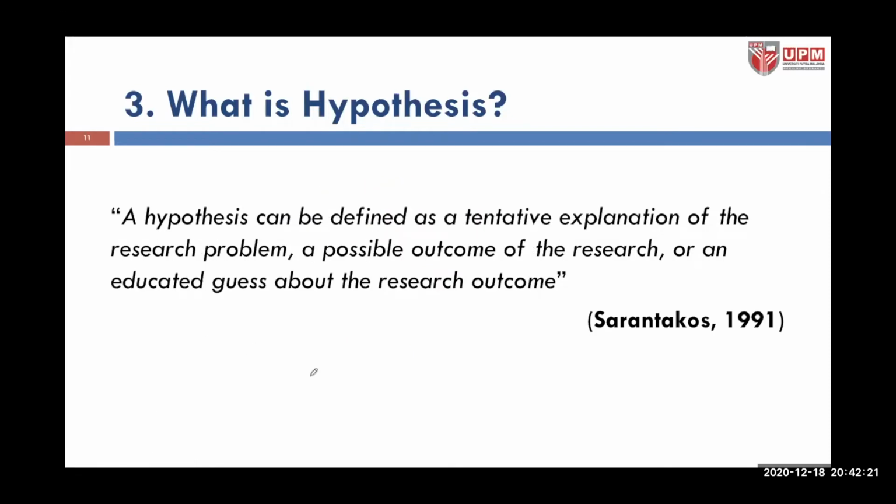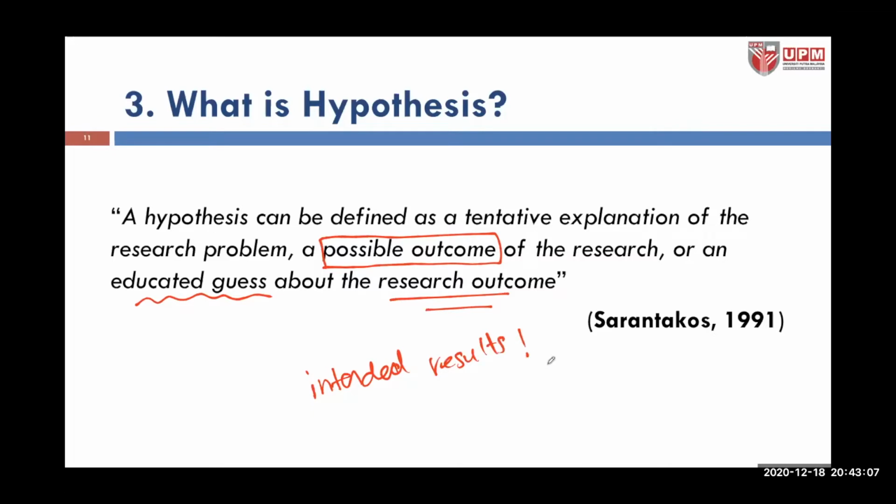Another definition here is by Sarantakos in 1991. A hypothesis can also be defined as a tentative explanation of the research problem. So you have your problem statement, right? And it is trying to summarize what's going to happen: the assumption, your expected result, a possible outcome. It mentioned here a possible outcome of the research or an educated guess about the research outcome. So basically, it's just the intended results that you would like to come out of the research.